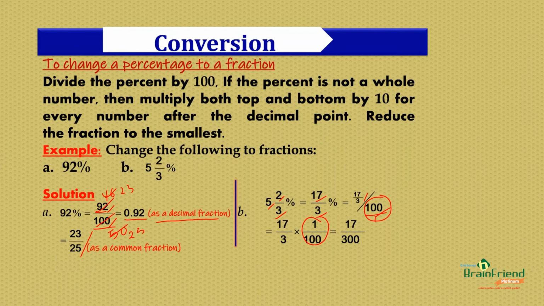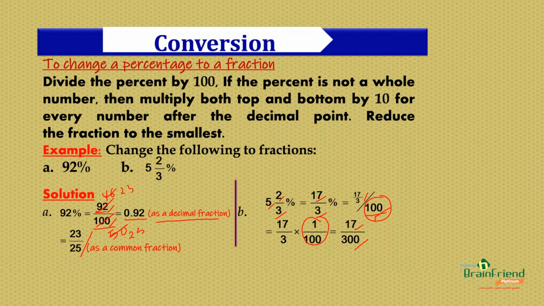When we do that, we would have 17 over 300. Now, if you look at 17 over 300, we do not have any number that can go into both the numerator and our denominator. So we leave our answer that way. So 5 whole number 2 over 3% represented as a fraction is 17 over 300.